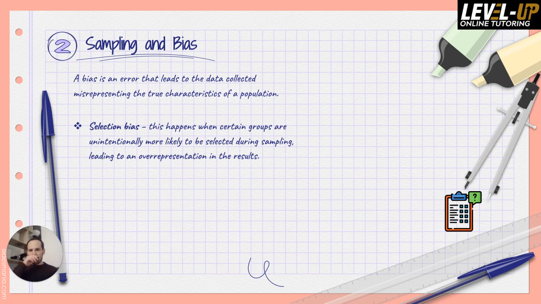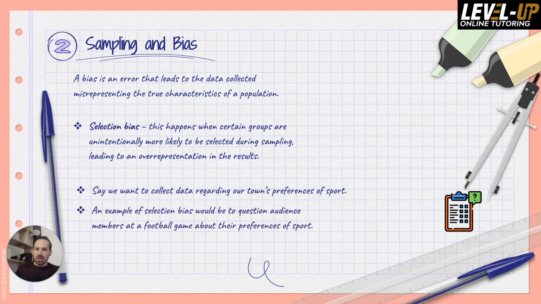So selection bias is a very important one. This happens when certain groups are unintentionally more likely to be selected during sampling, and so therefore they're overrepresented. So say, here's an example. Say if I wanted to collect data regarding a town's preferences on sport, and I decide to go to the local football game to question people on their preferences of sport. Well, obviously that's going to be biased, isn't it? The people there are going to be more likely to say football than any other sport. So what would be better is if you went to a variety of places in the town centre, in the mall. Maybe you went to some local community gathering or whatever, and you get a good mix of samples.